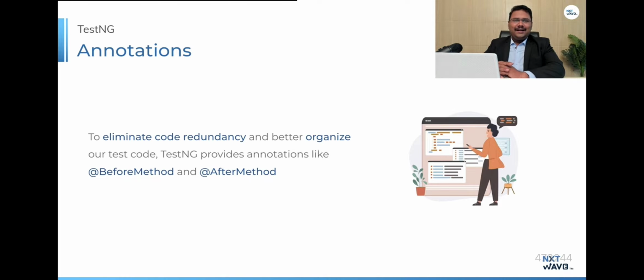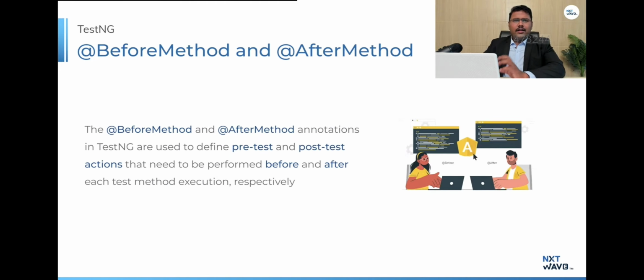To eliminate the code redundancy and to better organize our test code, TestNG also provides specific annotations like @BeforeMethod, @AfterMethod, and so on. Let's try to understand what they are. The @BeforeMethod and @AfterMethod annotations are used to define the pre-test and post-test actions that need to be performed before and after each test method execution. In simple terms, using these annotations, we can tell our program what actions to perform before each and every test method, and what action should be done after each test case.